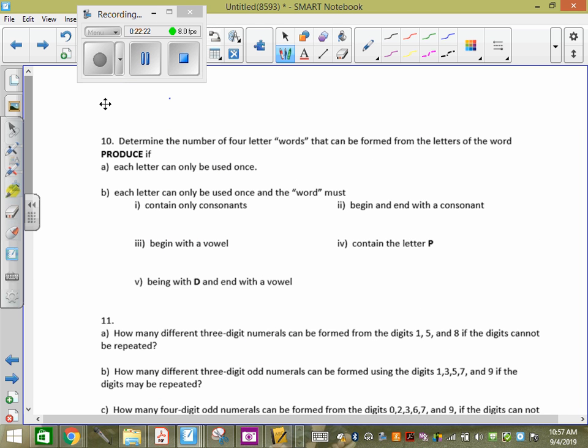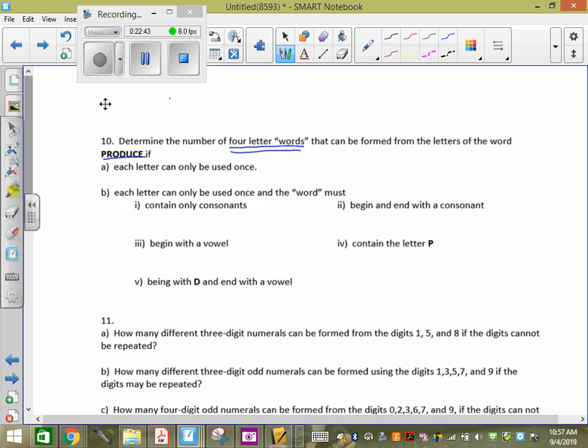The next one says, determine the number of 4-letter words. So we're going to underline that so we don't miss that, so we don't just do the entire word produce. 4-letter words. Sometimes they ask for a certain amount of the letters, and sometimes we rearrange the whole word. So you have to read. That can be formed from the letters of the word produce.